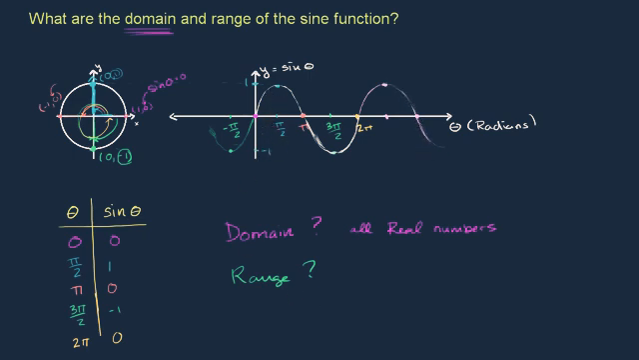So you see that sine of theta is always going to be less than or equal to 1, and it's always going to be greater than or equal to negative 1. So you could say that the range of sine of theta is the set of all numbers between negative 1 and positive 1, and it includes negative 1 and 1. And that's why we put brackets here instead of parentheses.